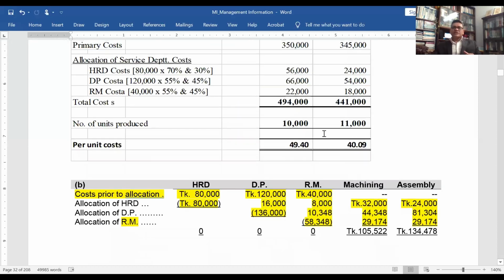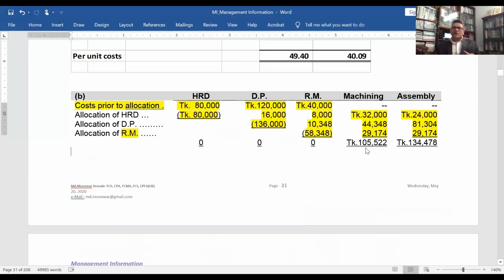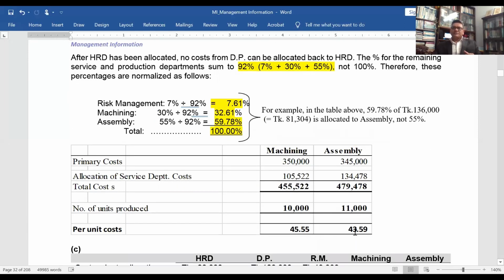Look here, previously it was 49.40 and 40.09. Now it's 45.55 and 43.59. So this is the difference in the two methods.